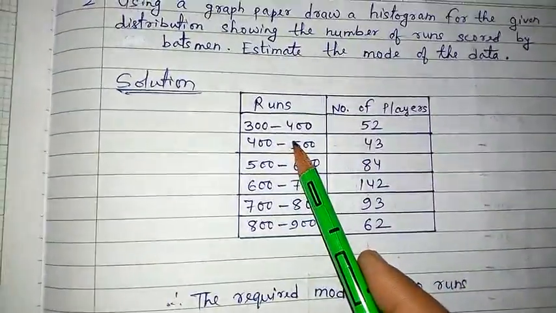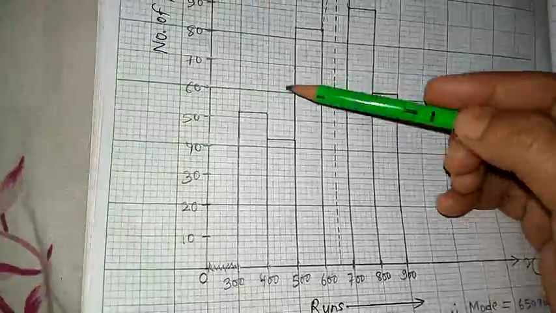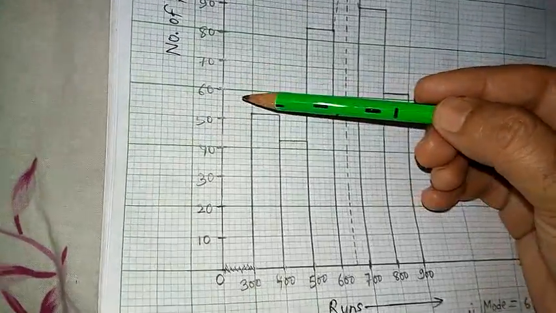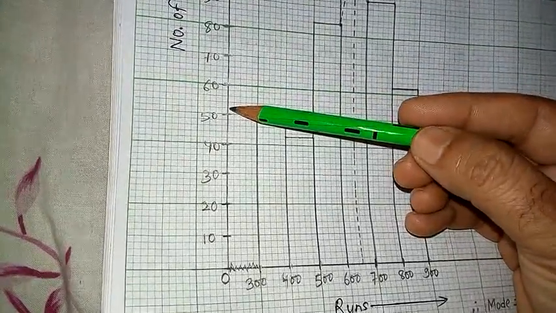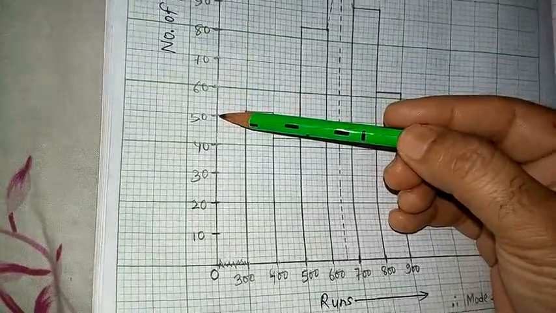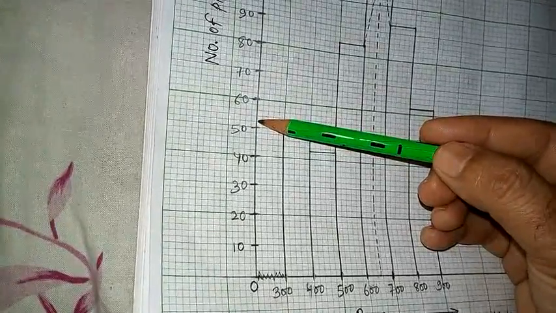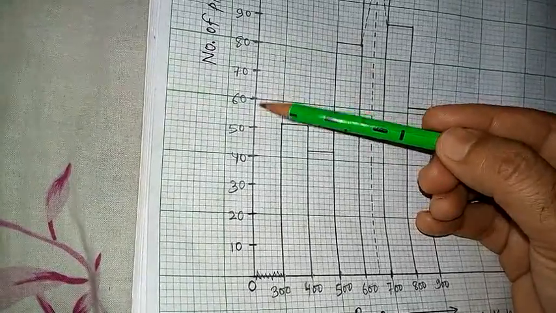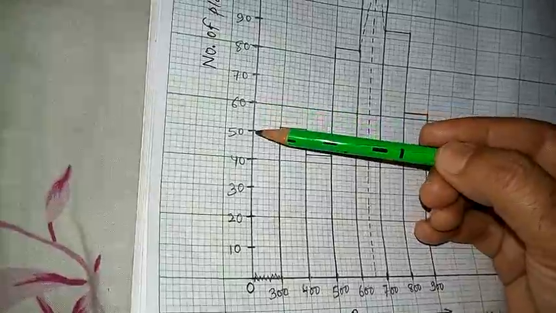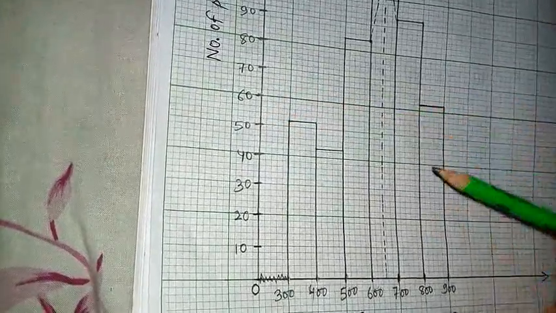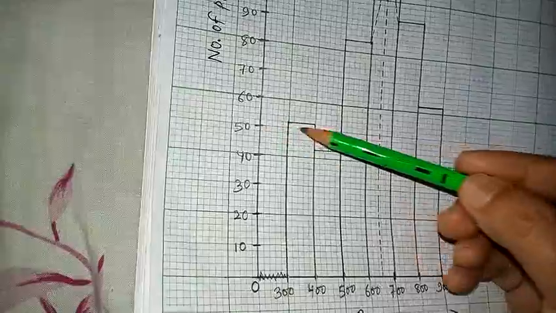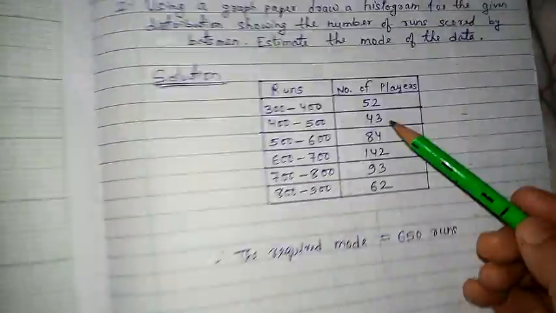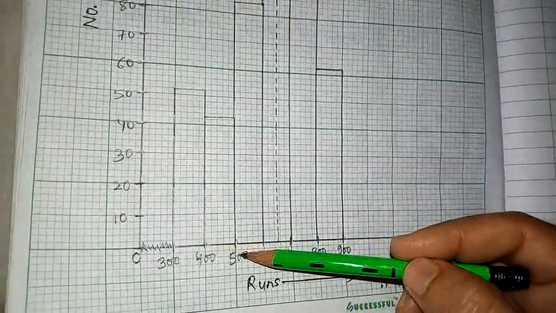And now very easy, 300 to 400, 52 players. You can see 50 is here and 60 is here. So I can say you here every line has got a value of 2. How you can see? 50, then it is 52, 54, 56, 58, 60. If you take 1 1, then it will end at 55. That means it will be wrong. So every value is 2 here. So that's why 52 will be just one line here. So you can see 52 here. Next one you can see here, it is 43. 400 to 500 is 43.